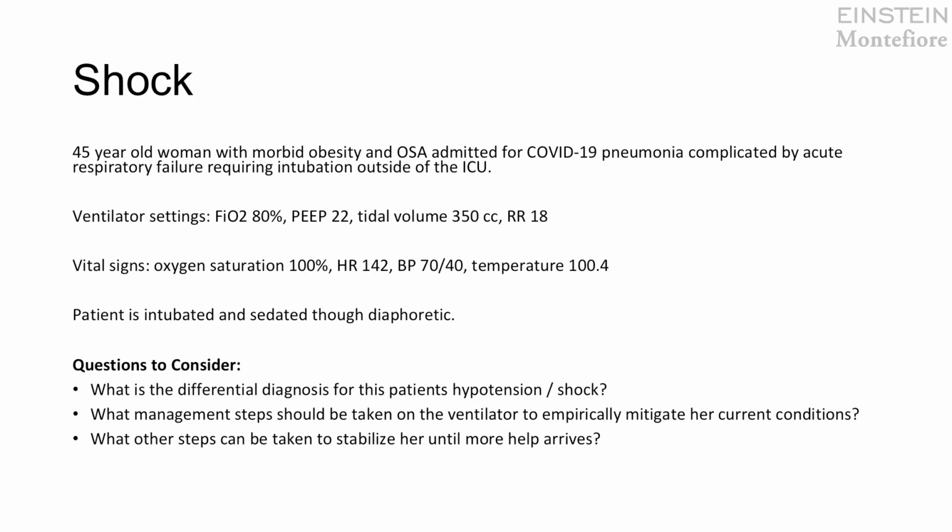The next case is a patient with shock. So a 45-year-old woman with morbid obesity and sleep apnea is admitted for COVID-19 pneumonia complicated by acute respiratory failure requiring intubation outside of the ICU. So she's on 80% oxygen, PEEP of 20, tidal volume of 350, and respiratory rate of 18. Her oxygen saturation is normal, or even supratherapeutic, but her heart rate is 142 and blood pressure is 70/40.